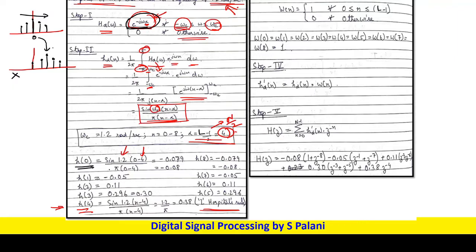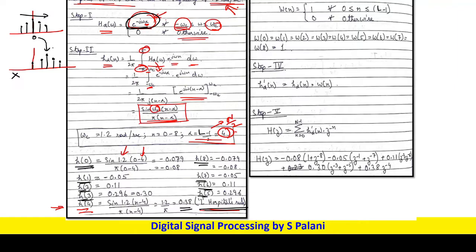Now by the rule of symmetry we know h(0) and h(8) will be the same. You do the calculation, it will be the same. Again, the values of h(1) and h(7) would be the same. h(2) and h(6) would be the same. h(3) and h(5) would be the same. And for h(4), when you put n equals 4, and in the denominator you put n equals 4, you get a 0 by 0 condition again. So that's why we have to apply L'Hospital's rule, and by applying it we get 0.38.